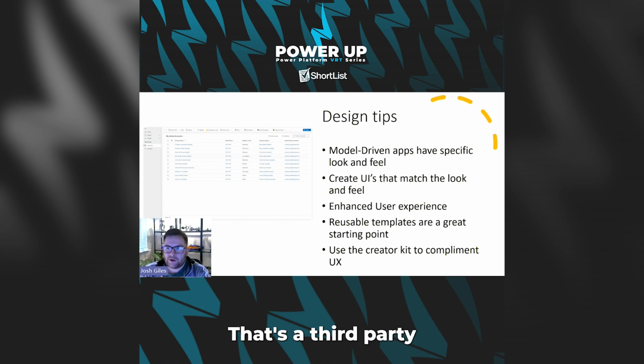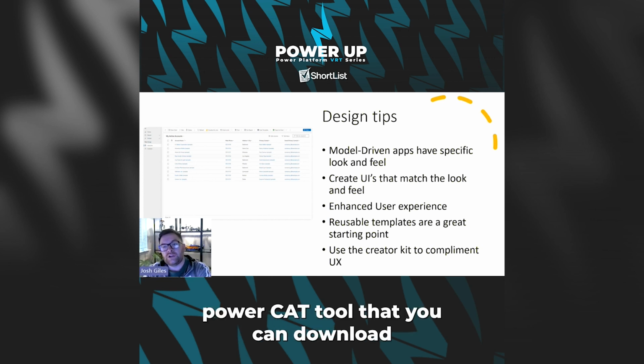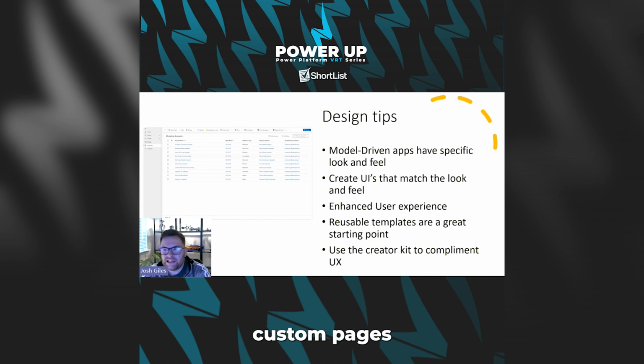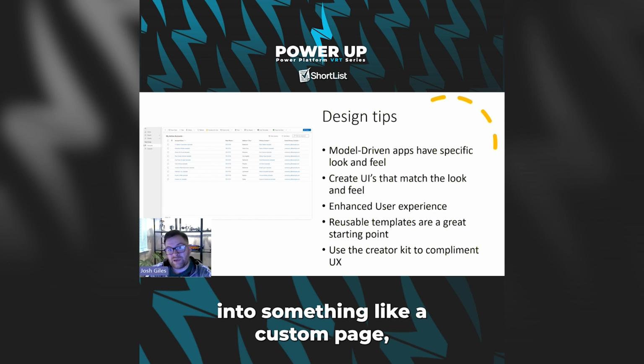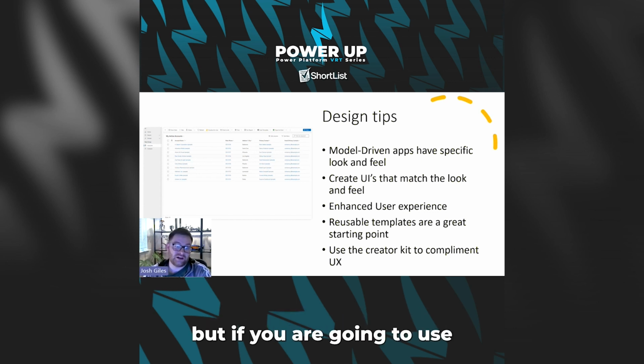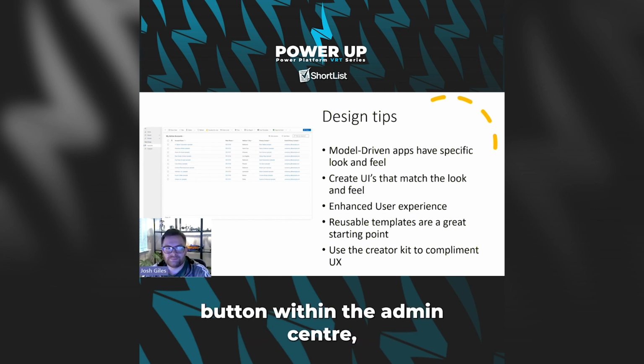That's a third-party PowerCAT tool that you can download and install into your environment. But using that to complement custom pages is something I would recommend if you're able to do it. Things like command bars are really powerful in model-driven apps, and being able to bring that into something like a custom page really makes sense in my mind. So consider doing that. But if you are going to use the Creator Kit, just remember to turn on the code components button within the admin center. Otherwise, they won't work.